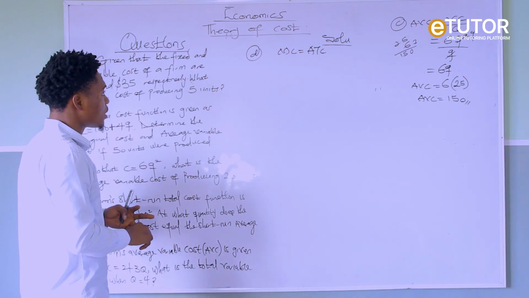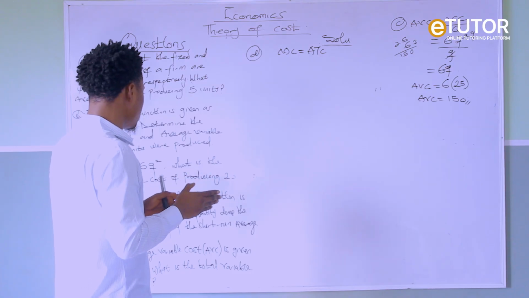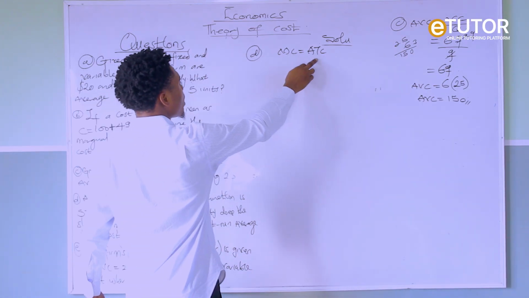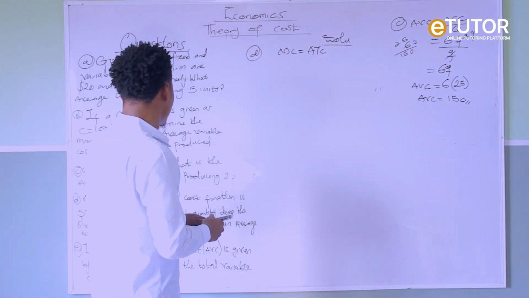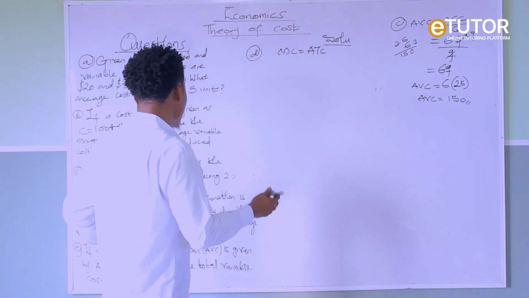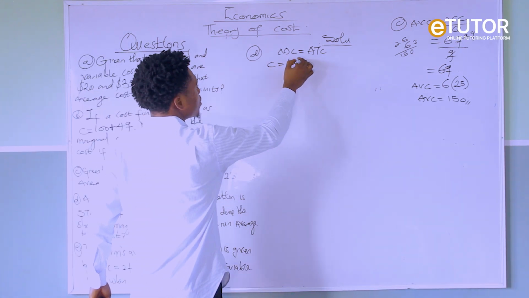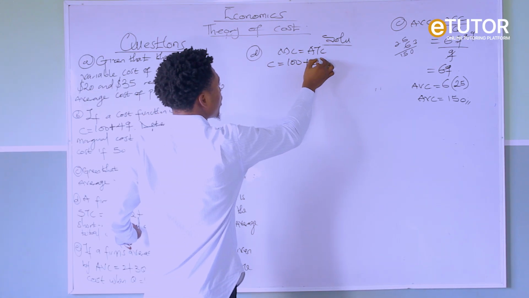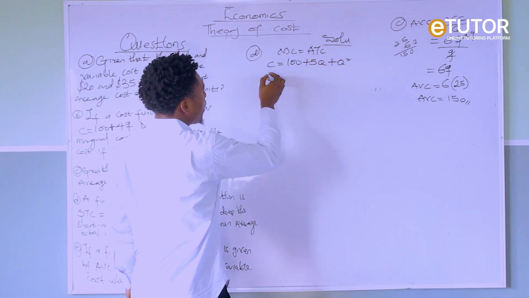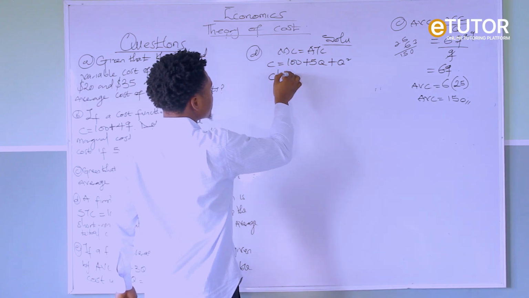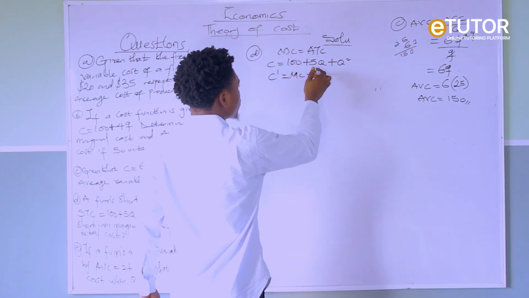So let's find our MC and let's find our average total cost. So when we get our MC and our average total cost, then we now equate together. When we equate together, we'll be able to get our quantity at which they are both equal. So let's write the total cost function. So the cost function is expressed as 100 plus 5Q, then plus Q squared. So to get our marginal cost, our marginal cost equals what? This is a constant. So this one is 0.